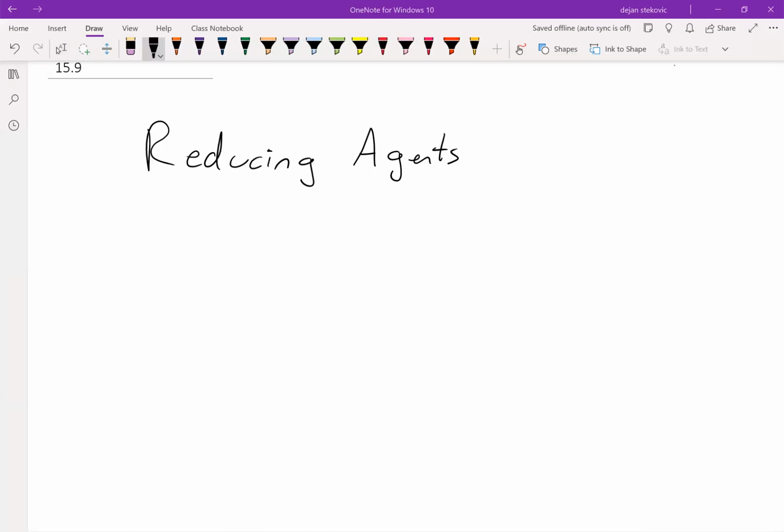All right, let's take a look. First, look at our two most popular reducing agents. So here, what we're going to do is take some kind of carbonyl and reduce it into some kind of alcohol, right?